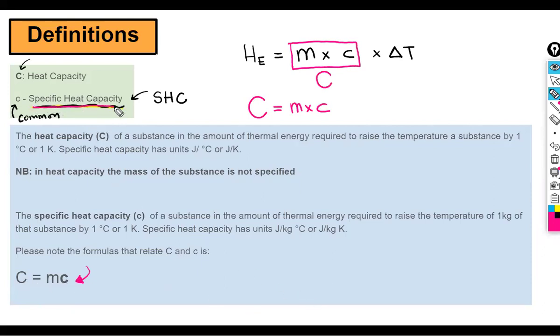Specific heat capacity deals with 1 kilogram. So if I tell you the specific heat capacity of water is 4,200, I am talking about 1 kilogram of water. So whenever you hear the word specific, they're always talking about 1 kilogram of the substance. Heat capacity, which is very useless, this is my personal opinion, the mass is not known.